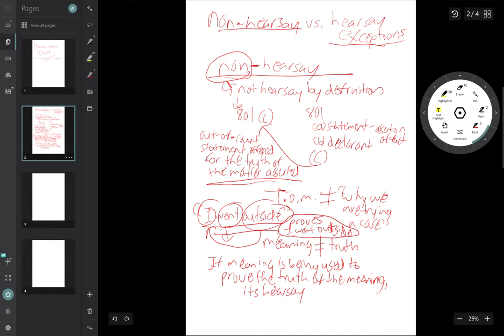So, this is a circularity that the rule is trying to prevent. You're using the statement to prove the truth of the matter or the meaning of the statement. Okay? So if I went outside is being used to prove that, in fact, I did go outside, then that's the sort of truth value that the rule is proscribing against. Offering that statement to prove the truth value is exactly the sort of thing that the rule is prohibiting. Okay? I hope that's clear. That's what I mean by if the meaning, so the statement means I traveled somewhere, is being used to prove the truth of the meaning, that indeed it is true that I traveled somewhere, then it's hearsay.